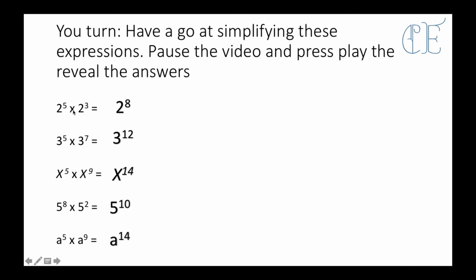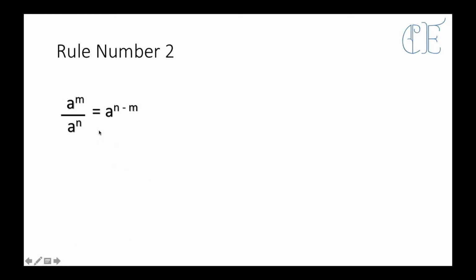Okay, so when we timesed, we added the powers. Okay, with this one, this line here means divide. So basically it's asking you to divide these two numbers.